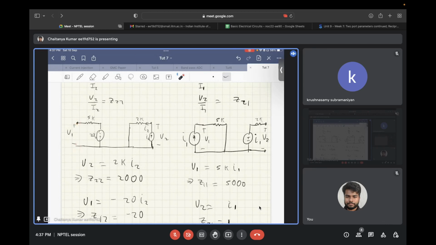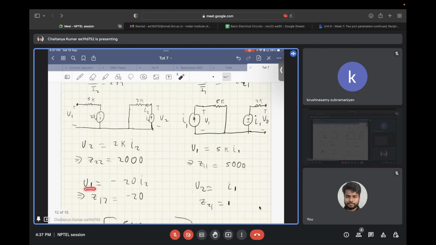In the first case, we open circuit the first node and apply an ideal current source at the second port. In this loop, we have V2 equal to 2 kilo ohms times I2, so Z22, which is V2 by I2, is 2000. Now V1 comes from the current controlled voltage source. Since no voltage is developed across this 5 kilo ohm resistance, V1 is equal to minus 20 I1. So Z12 comes as minus 20.